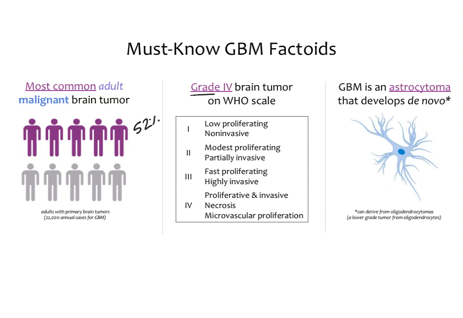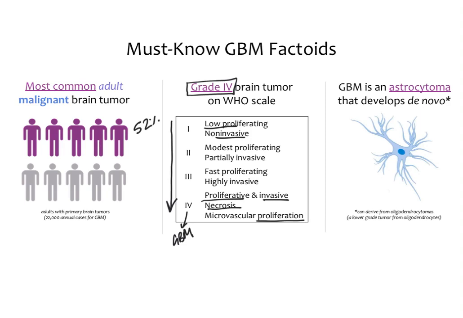It is considered a grade 4 brain tumor on the WHO scale. This is a scale of aggressiveness, so the further down the scale we go, the more aggressive our tumor gets. A grade 1 tumor is relatively low proliferating, relatively non-invasive. However, as we move down to grade 4, which is what GBM is, we have a proliferative, highly invasive tumor that also causes necrosis in the brain tissue and leads to vascular proliferation within the brain tissue. Together, being as common as it is and as aggressive as it is, it is definitely something that we want to study further to help our patients.